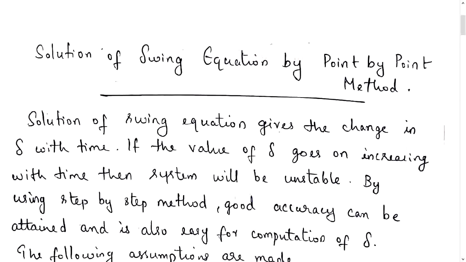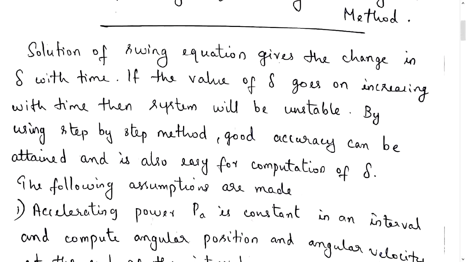Since it is a differential equation, we have to apply numerical or iterative methods to solve it. In your syllabus, there are two methods mentioned. One is the point by point method and the other is the Runge-Kutta method. First we will discuss the point by point method, also known as the step by step method. By using the step by step method, good accuracy can be obtained, and it is also easy for computation of delta.